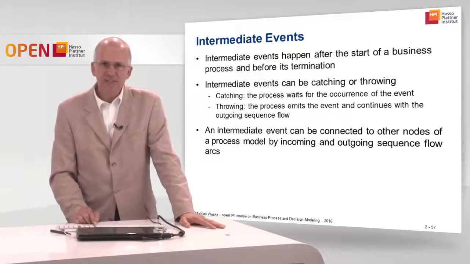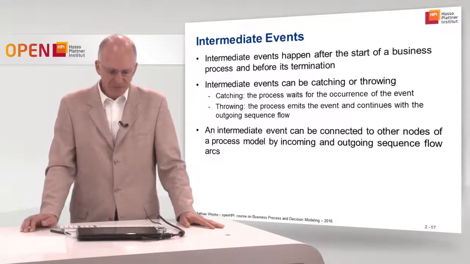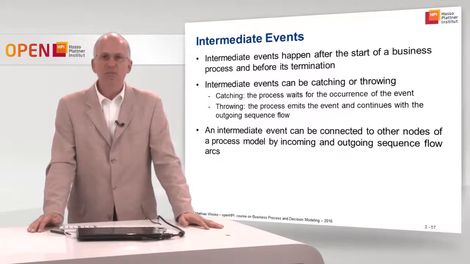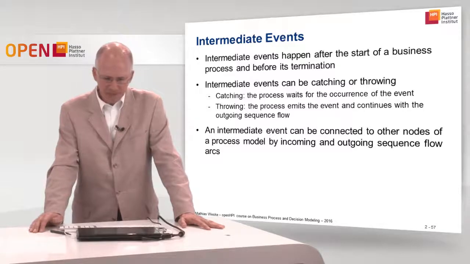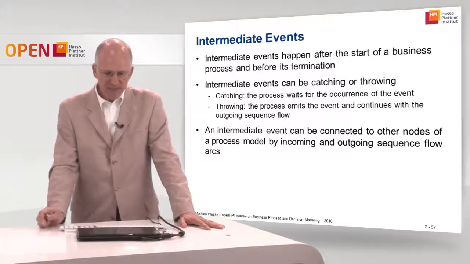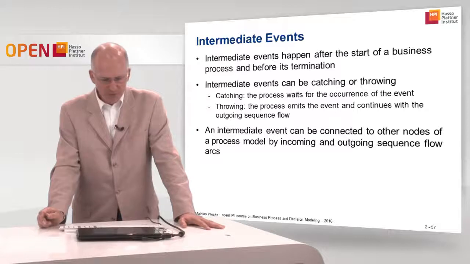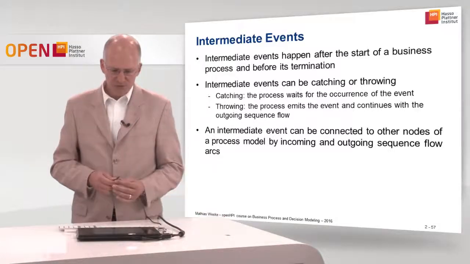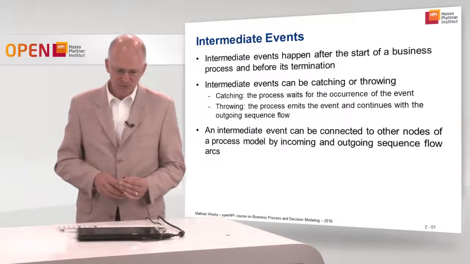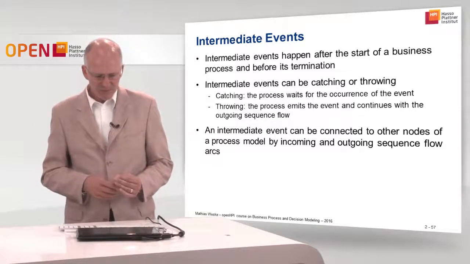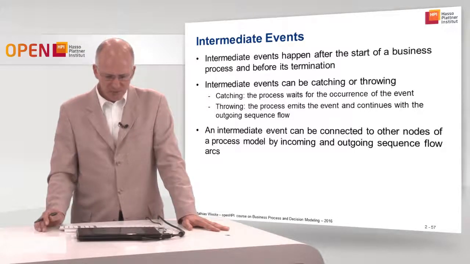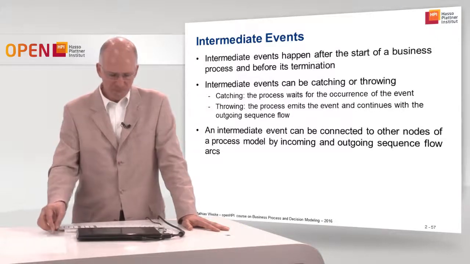So intermediate events, as already discussed in the previous video clip, happen after the start of a business process and before its termination. Intermediate events can be both catching and throwing, not at the same time, but they can be intermediate events with a catching nature and intermediate events with a throwing nature. Catching means the process waits for the occurrence of the event, and throwing means the process emits the event and continues with the outgoing sequence flow.